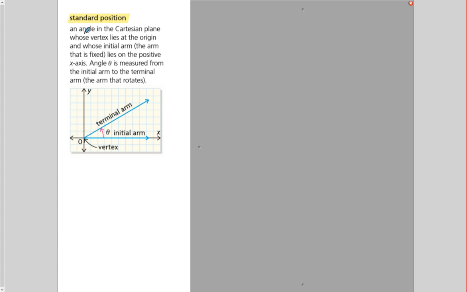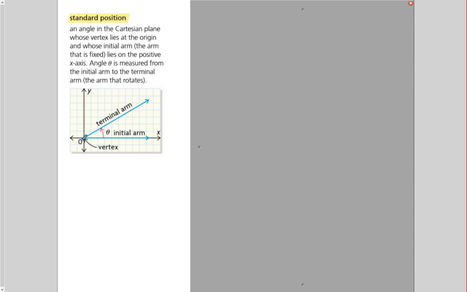You're going to see this term called standard position, and standard position just means we're starting here on what we traditionally call the x-axis right here. So we're starting from there, and we're going to travel this direction when we're making our angles. That's just traditionally called your standard position in the Cartesian plane. So we know that we're all talking about the same thing.